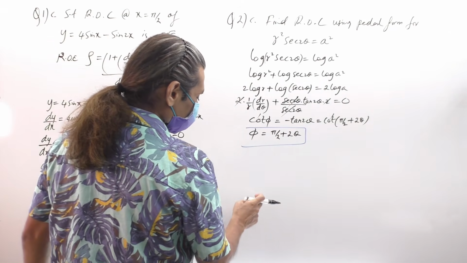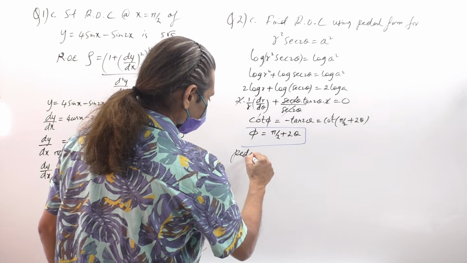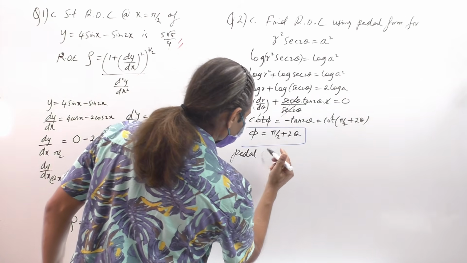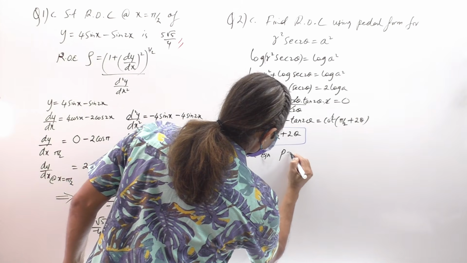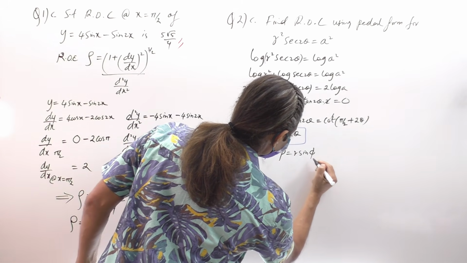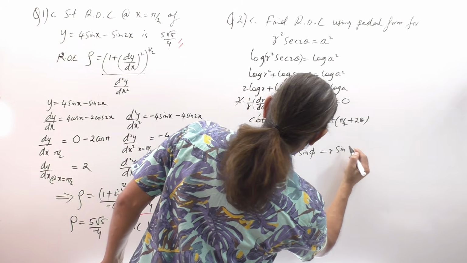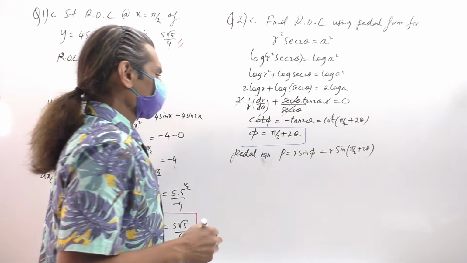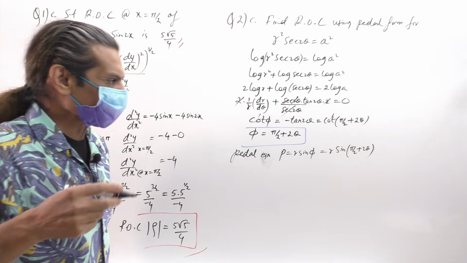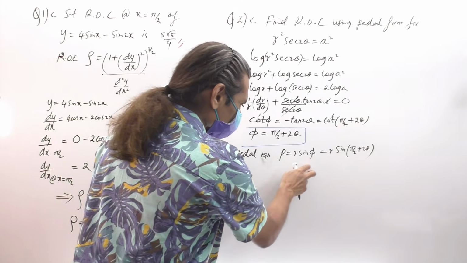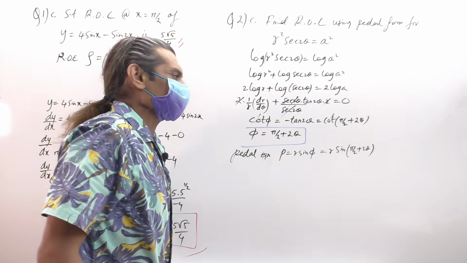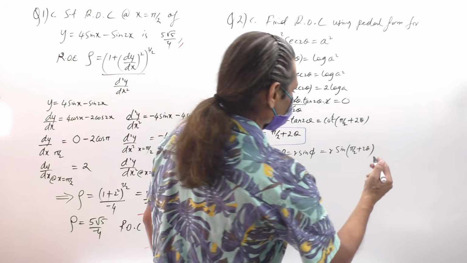Now the pedal equation is given as p is equal to r sin phi, that is equal to r sin of pi by 2 plus 2 theta. And what is sin 90 plus theta? Because see, p is equal to r sin phi, phi is the angle which you found here. In place of phi put pi by 2 plus 2 theta. Sin 90 plus theta is cos theta, so it is cos theta.